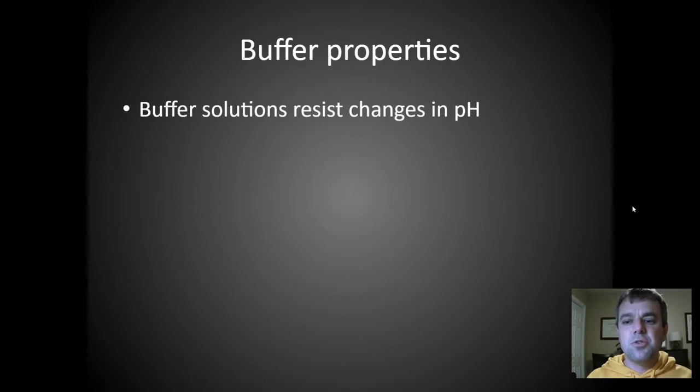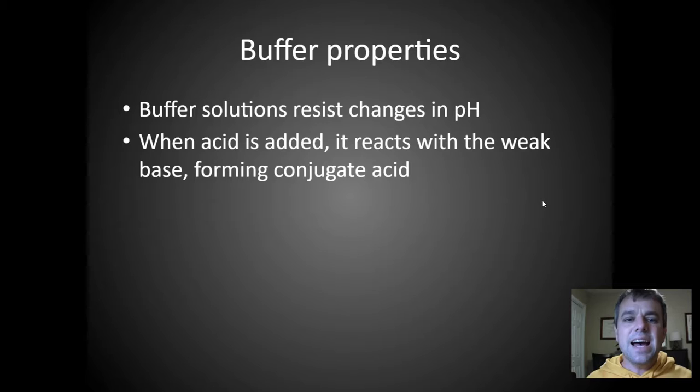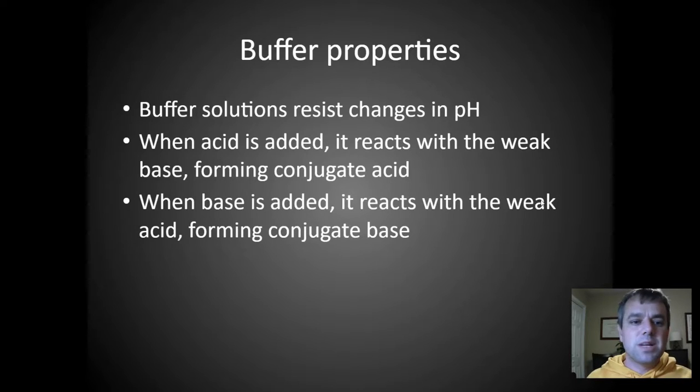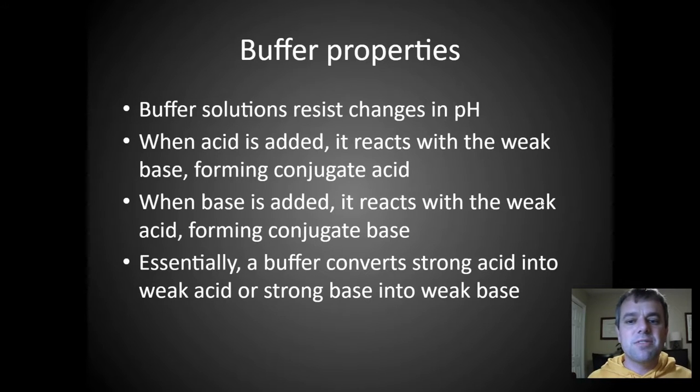And what buffers do is they resist change in pH. So if you add an acid to a buffer, then that acid will react with the weak base that's present, converting that acid that you added into the conjugate acid of the weak base. If you add a base, it will react with the weak acid that's present and turn it into conjugate base. So essentially, a buffer converts any strong acid that you would add into a weak acid, or it converts a strong base into a weak base. It doesn't completely eliminate it, but it reduces its effect on the pH of the solution.